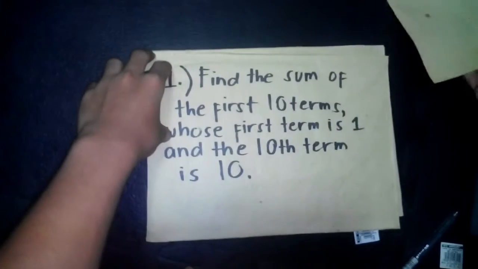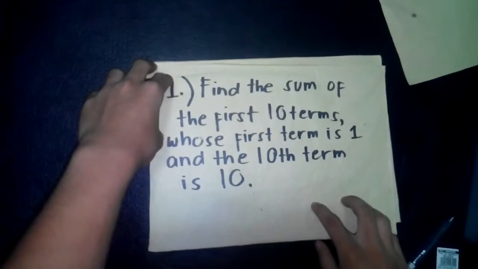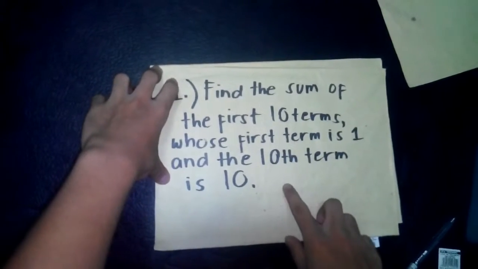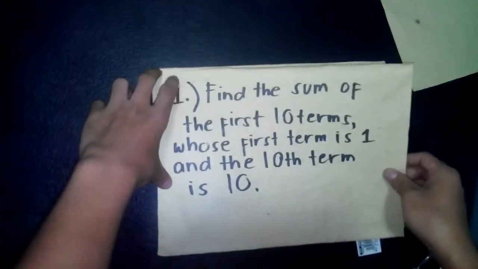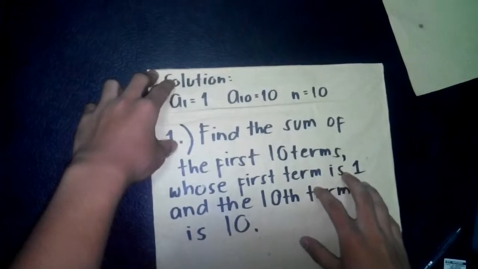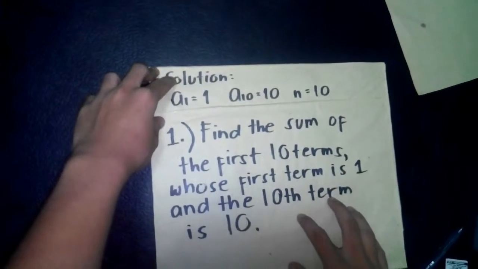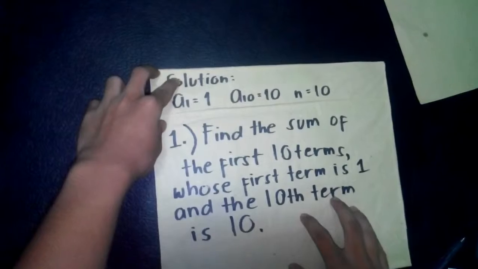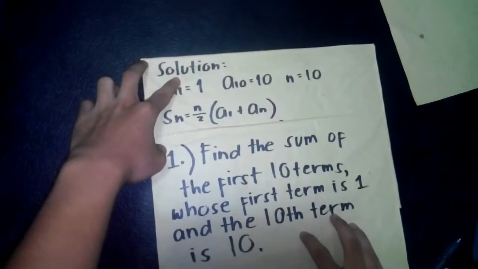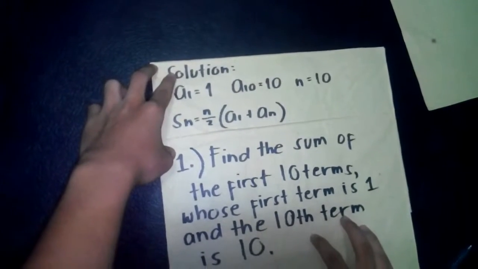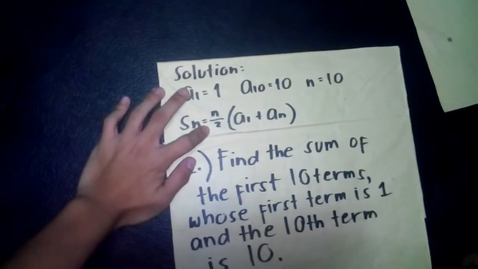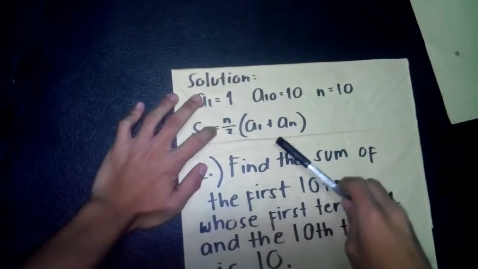For our first exercise in arithmetic series, we have a problem here. We are going to find the sum of the first 10 terms whose first term is 1 and the 10th term is 10. So for our solution, let a sub 1 be equal to 1, a sub 10 equal to 10, and n equal to 10. We are going to use our arithmetic series formula, which is S sub n is equal to n divided by 2 times (a sub 1 plus a sub n).